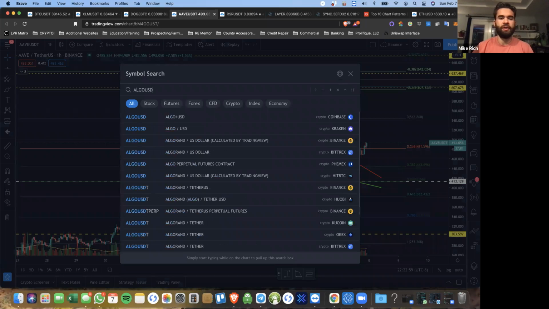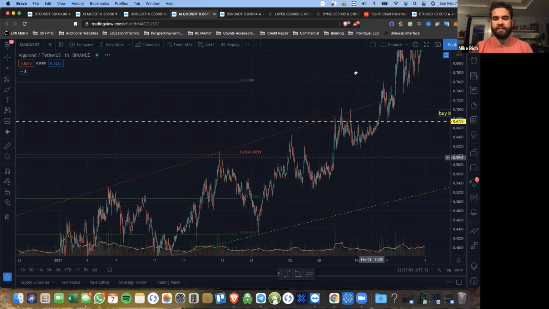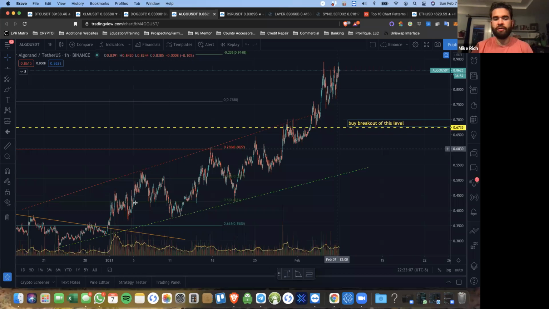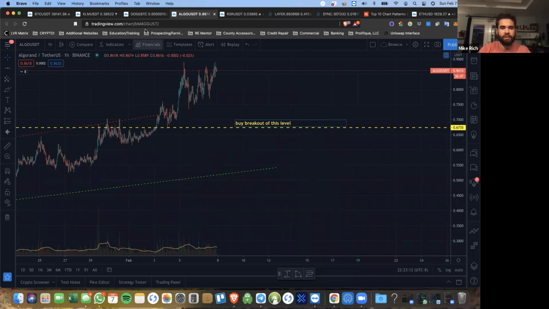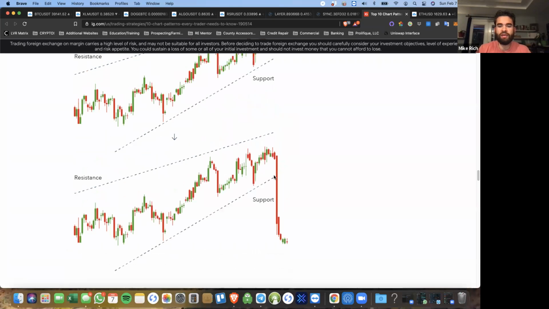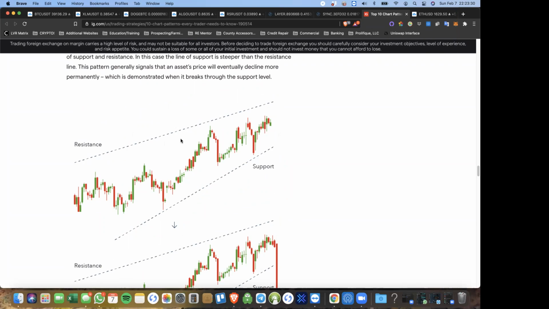I know Algo is doing good right now. Let's see what's going on. Exactly like this, right? This rising wedge, all this, and it broke through. We'll see. Okay, so you got Algo, resistance and support. Where's your buy signal? I'd say right here, or maybe depending on where you decide, but nonetheless.